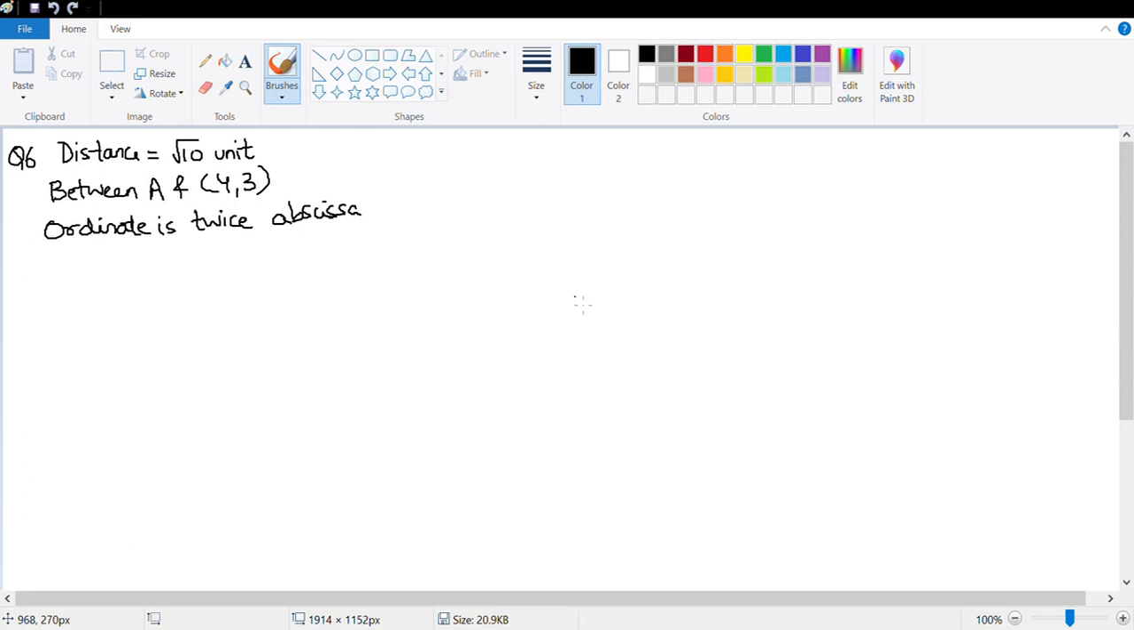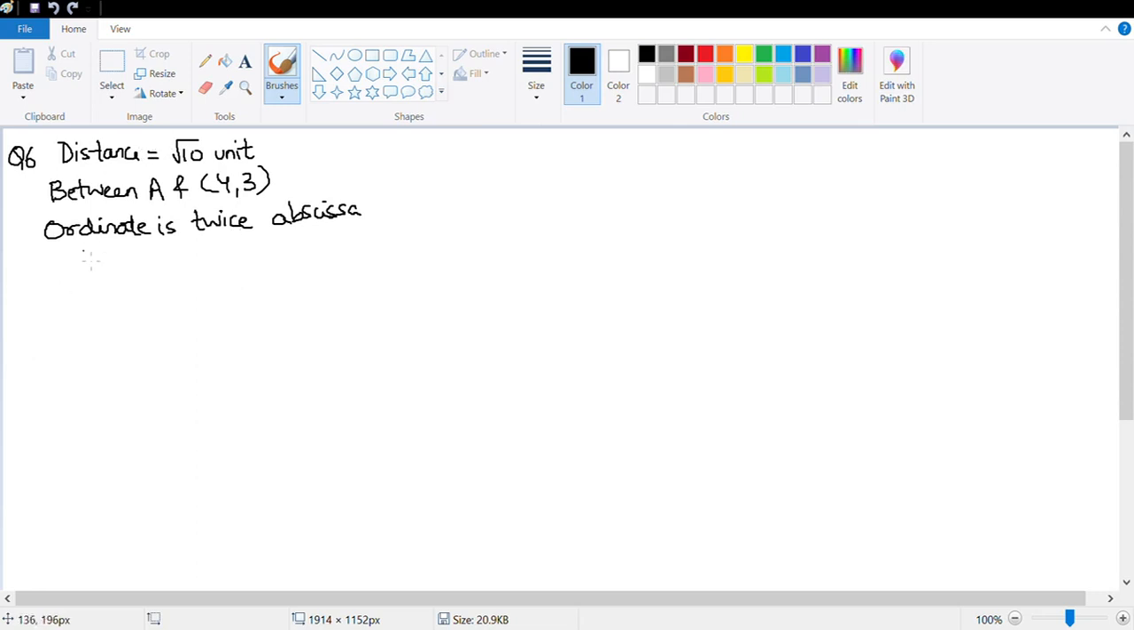Question 6 is: a point A is at a distance of root 10 units from the point (4, 3). So the distance between A and (4, 3) is root 10 units. Find the coordinates of point A if its ordinate is twice its abscissa.